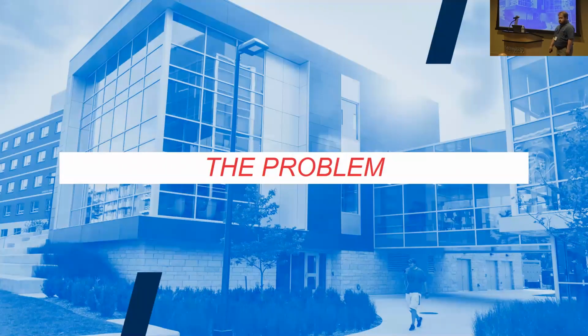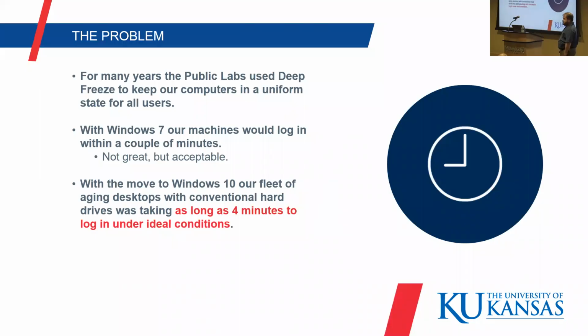So the thing that brings us here to this presentation today, we had a problem. For many years, we used Deep Freeze to keep our lab machines in a uniform state for all of our users. With Windows 7, we'd have people log in within a couple of minutes, which wasn't great, but it was okay. But when we moved to Windows 10, our fleet of old desktop computers with conventional hard drives would start taking 4 minutes on an ideal login in order to get into the machine.